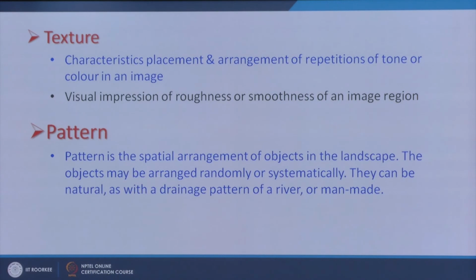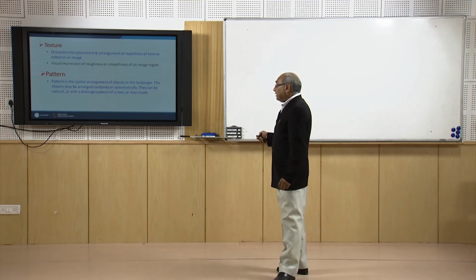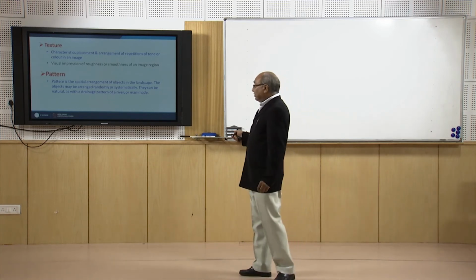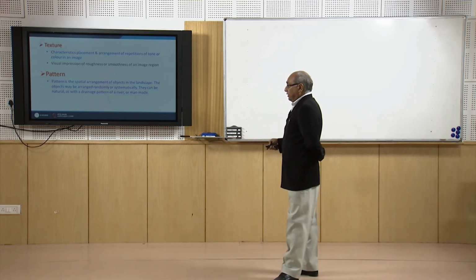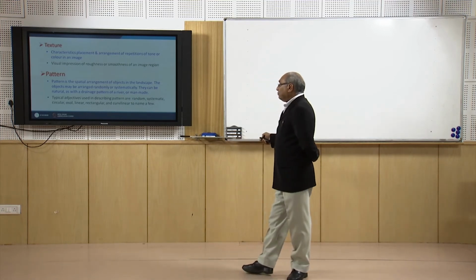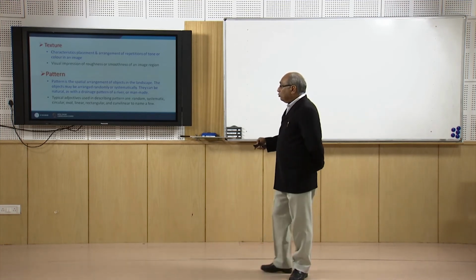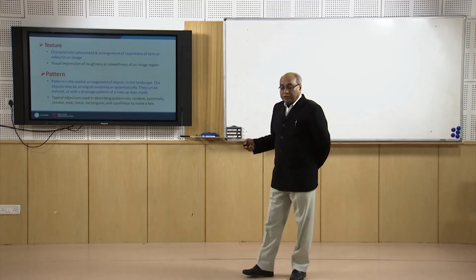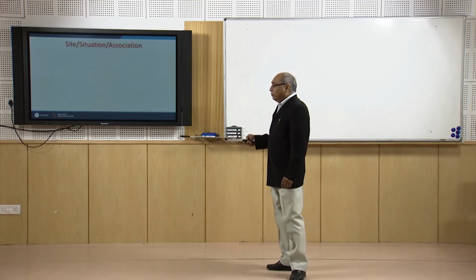Another key is the pattern, the spatial arrangement of the objects in the landscape. The objects may be arranged randomly or systematically. Generally natural objects are not arranged systematically, whereas man-made ones might be, though a pattern can be natural, like the drainage pattern of a river, or man-made. Typical adjectives used in describing pattern are random, systematic, circular, oval, linear, rectangular, curvilinear. Mainly we use them for different types of lines, especially drainage lines, and maybe other networks, for example roads and others.